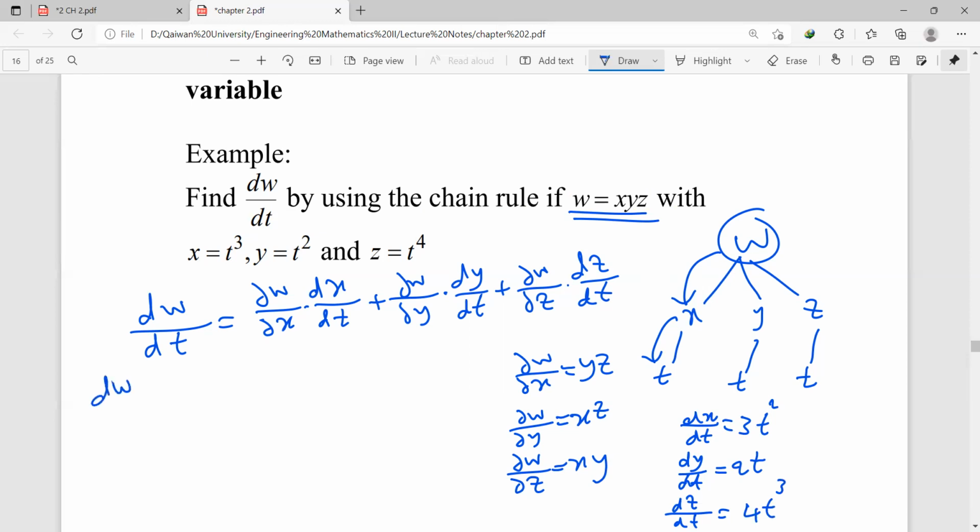So dw by dt equals partial w by partial x, which is yz, times dx by dt, which is 3t squared, plus partial w by partial y, which is xz, times dy by dt, which is 2t, plus partial w by partial z, which is xy, times 4t cubed.